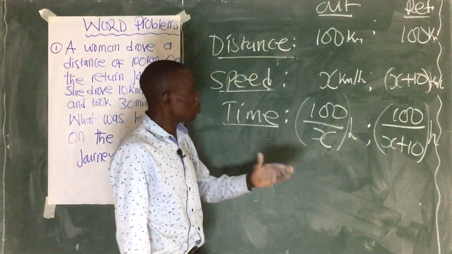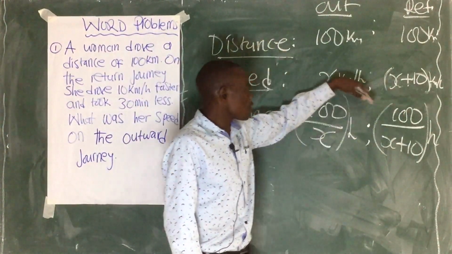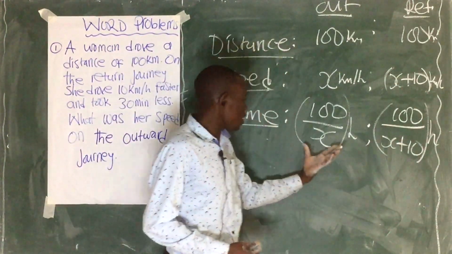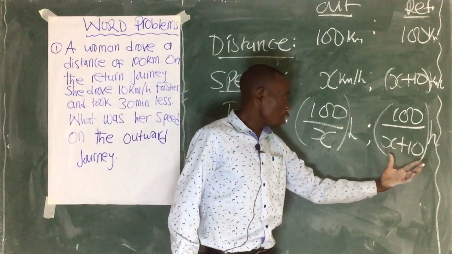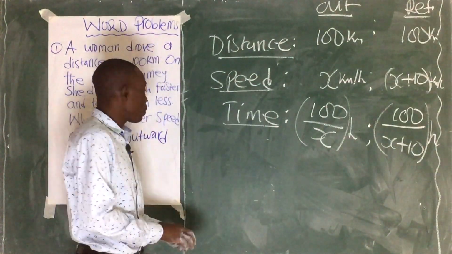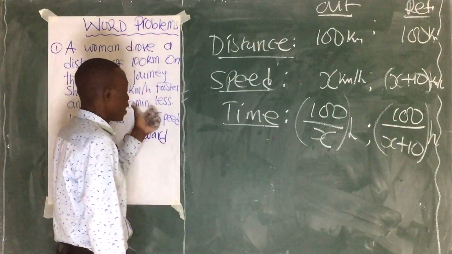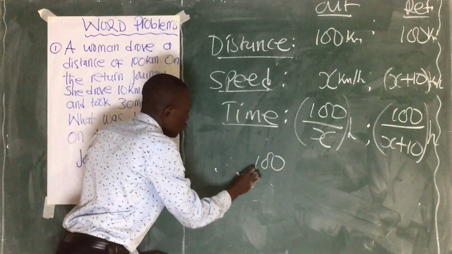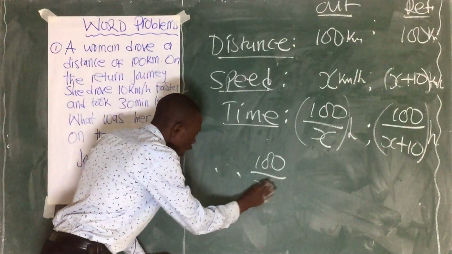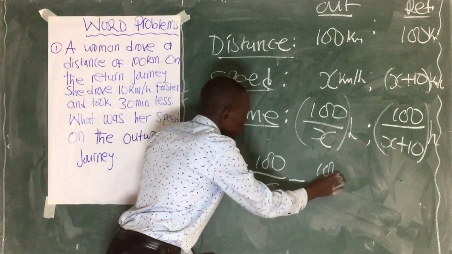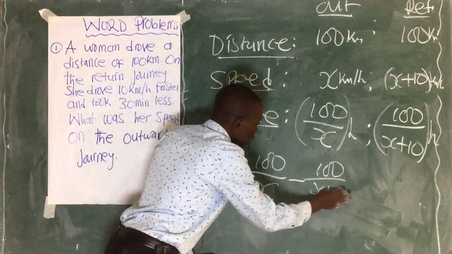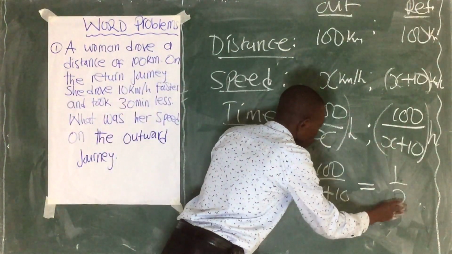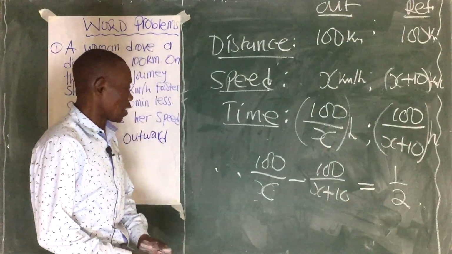It means that the time taken when going out was more than the time when coming back. So as such, we expect this time to be greater than this one. So which means the two times differ by what? 30 minutes, which is just half an hour. So here it means that, say, we have 100 over x for the time taken when going out, subtracting the 100 over x plus 10 when coming in. That gives us what? 1 over 2. Okay, 30 minutes in that case.